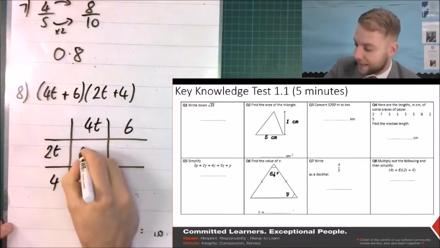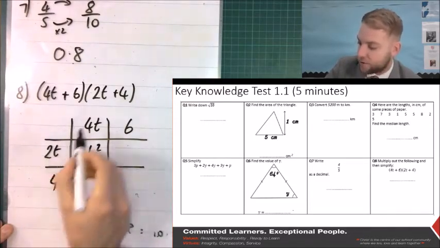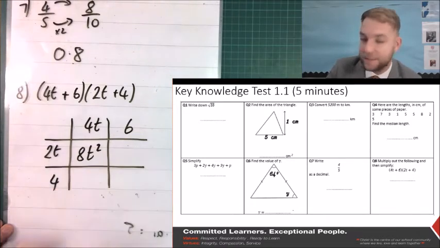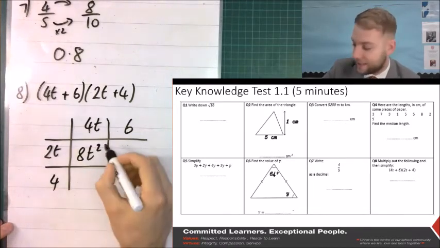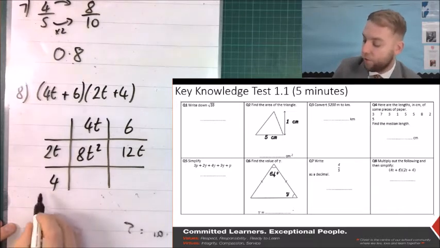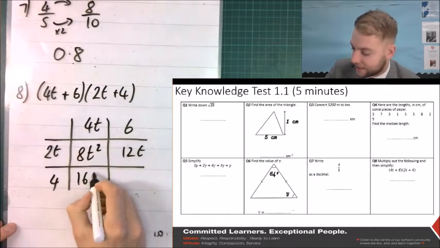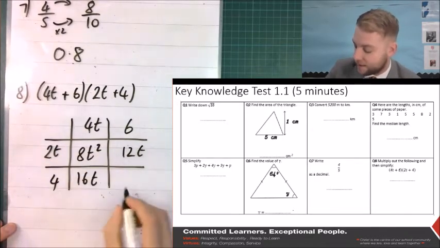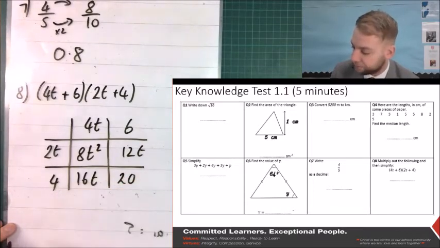2t times 4t is 8t squared. 2 times 4 is 8. T times t is t squared. 2t times 6 is 12t. 4 times 4t is 16t. And 4 times 6 is equal to 20.